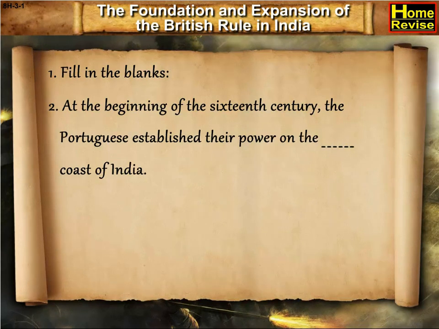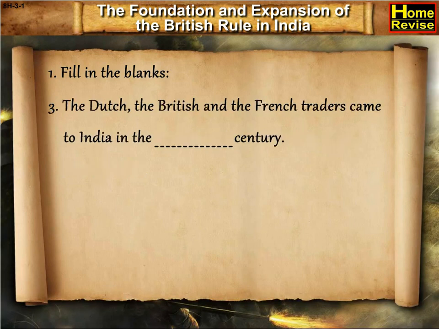coast of India. Answer, west. Third, the Dutch, the British, and the French traders came to India in the dash century. Answer, 17th.